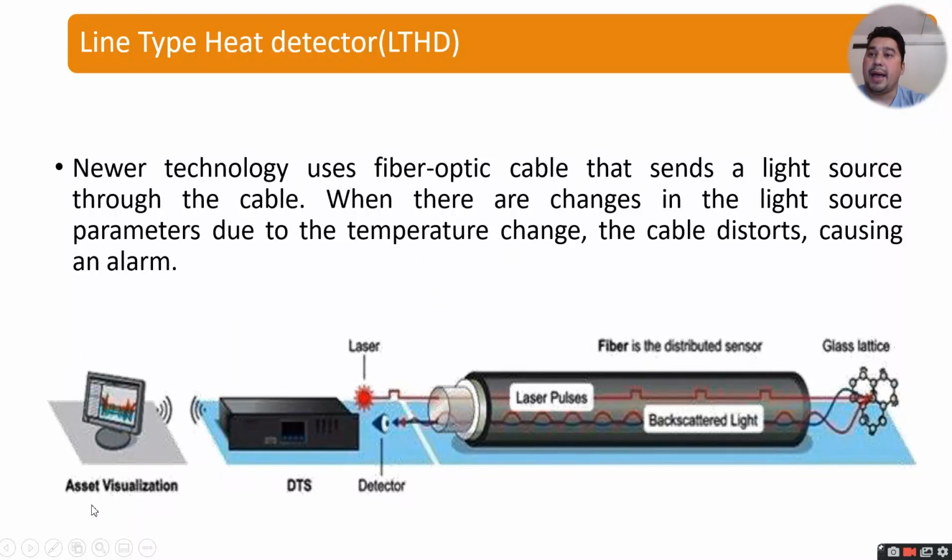So in asset visualization, DTS, there is the detector, laser pulses, and the backscattered light. The fiber is the distributed sensor, glass, and that is the laser. When there is a change in the light source parameters due to the temperature change, if there are any changes in the backscattered light, then it will give the signal and the alarm will sound. So the line type heat detector will work on this.